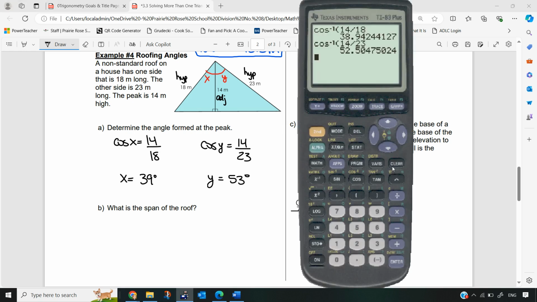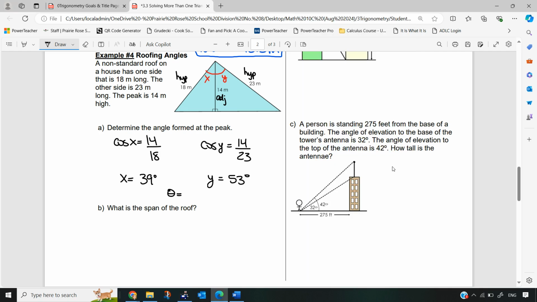To get the total span of the roof, we're going to just add those two numbers together. And that gives me 91 degrees. Now, if we're asked to determine the span of the roof, that means we're looking for the total distance from one point to the other.